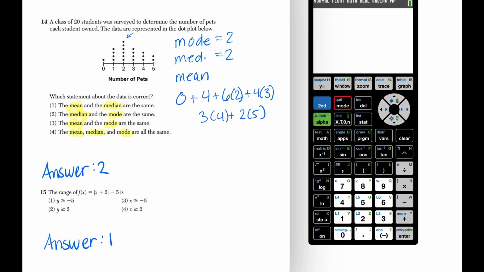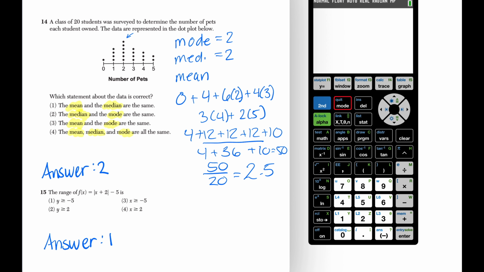So we're going to add all those together: 4 plus 12 plus 12 plus 12 plus 10. So 4 plus 36, that's 40, plus 10 equals 50. 50 divided by the 20 numbers they gave us: 20 goes into 50 2.5 times. So 2.5. Again, you could have just done this with your calculator if you needed to. I just did it fast by adding the numbers.